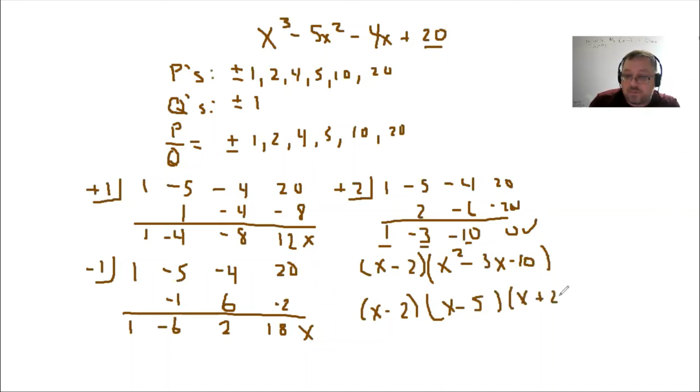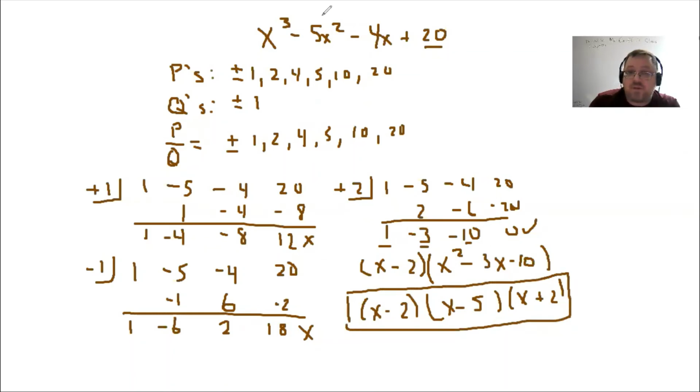plus 2. And this is my completely factored form, and it follows the fundamental theorem of algebra because the fundamental theorem of algebra says because this is degree 3, I will at least have 3 solutions. I will have 3 solutions. Now it could be the same solution, but I'll have 3. And then the solutions are x equals 2, x equals 5, and x is equal to negative 2. Now that's how we do the rational root theorem, and sometimes they're easier and sometimes they're harder, but that's the basic process.